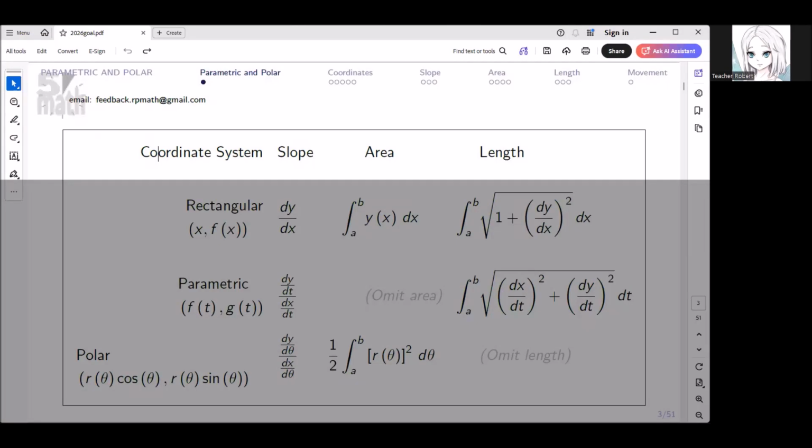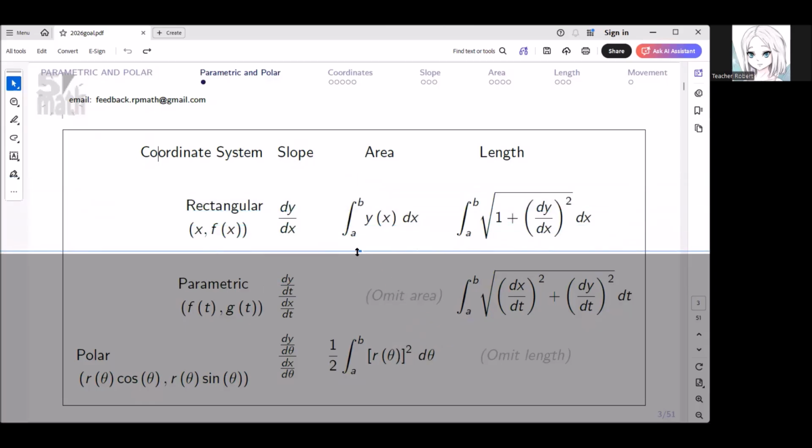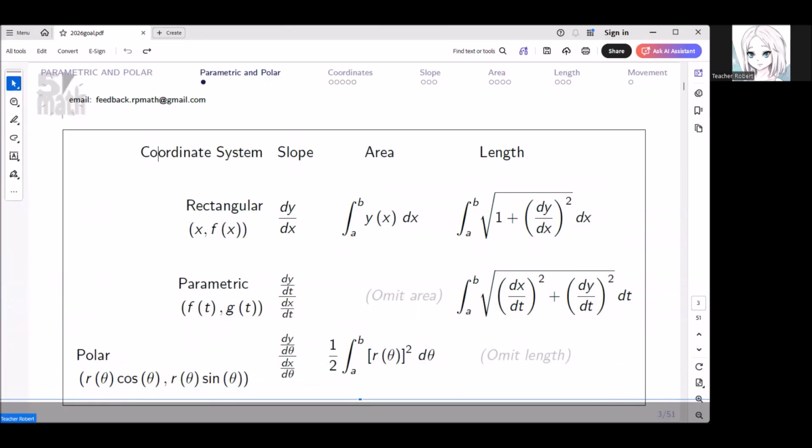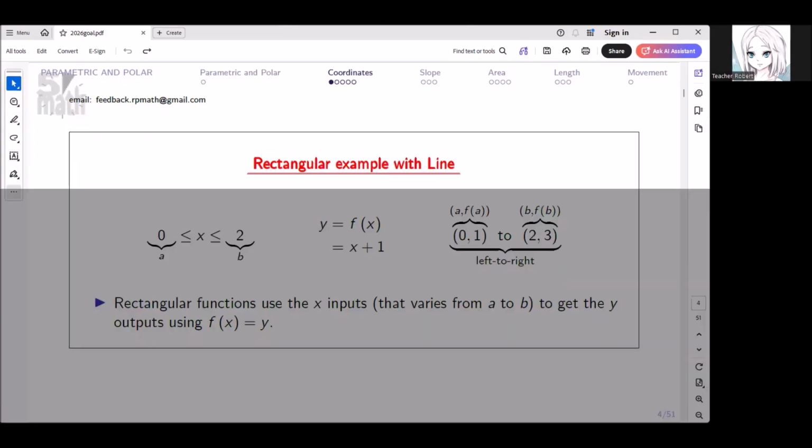Coordinate system, slope, area, length. Rectangular, parametric, polar. Rectangular example with line.